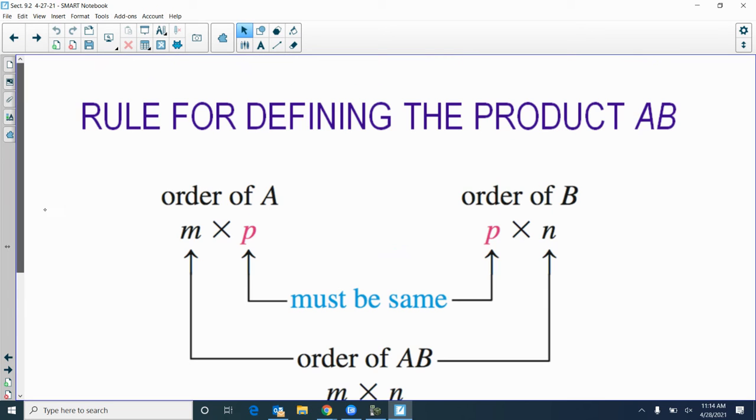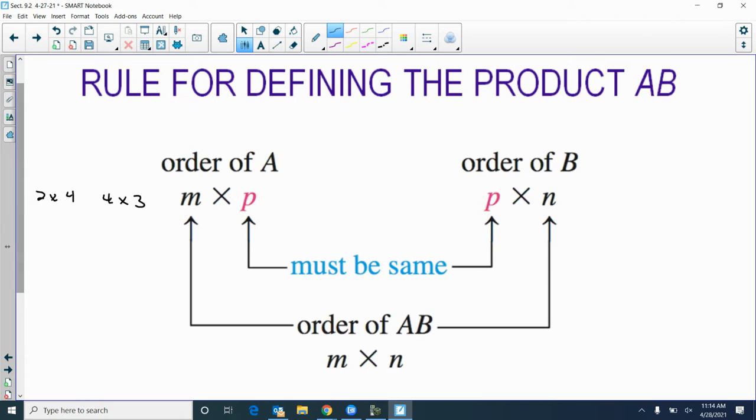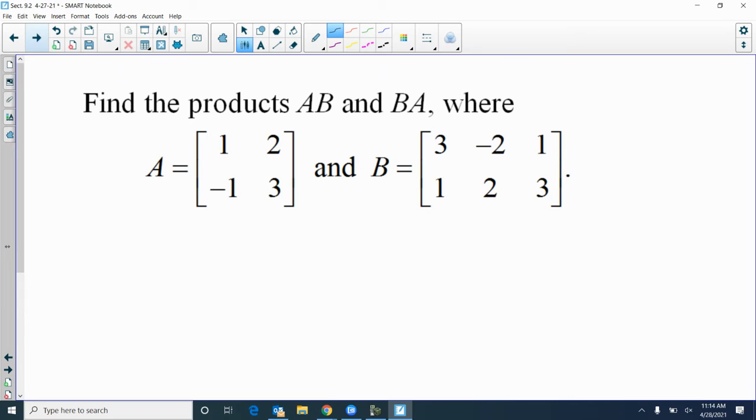So if I had a 2 by 4 as one matrix and a 4 by 3 as the other matrix, then what would be the resultant matrix, the product? It would be a 2 by 3. Okay, those have to match up, but the outer dimensions are then the answers. So if you take a look at that example there, let's find A times B first.